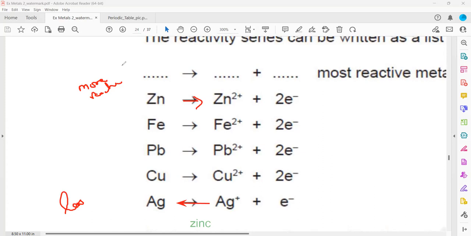So for more reactive atoms, remember one thing, the more reactive atom changes to ions. And for less reactive, the ions can easily change to atoms. When an atom changes to an ion, they lose electron. When ions turn into an atom, they gain electron, for the metals.